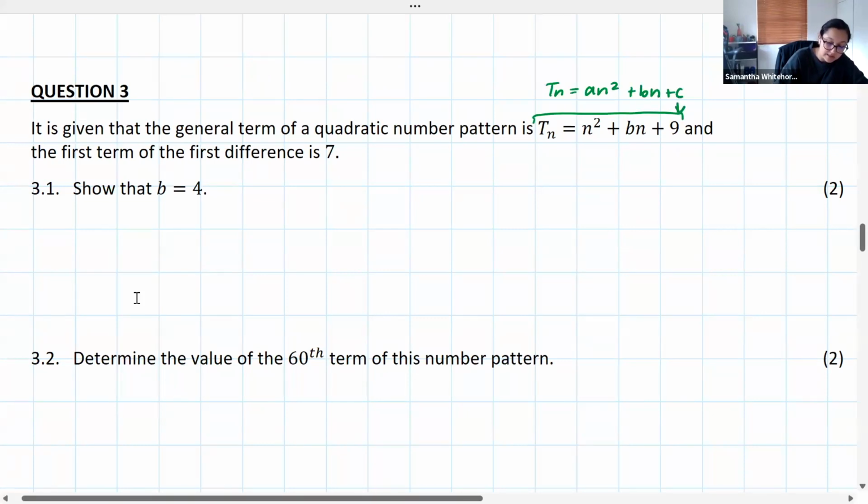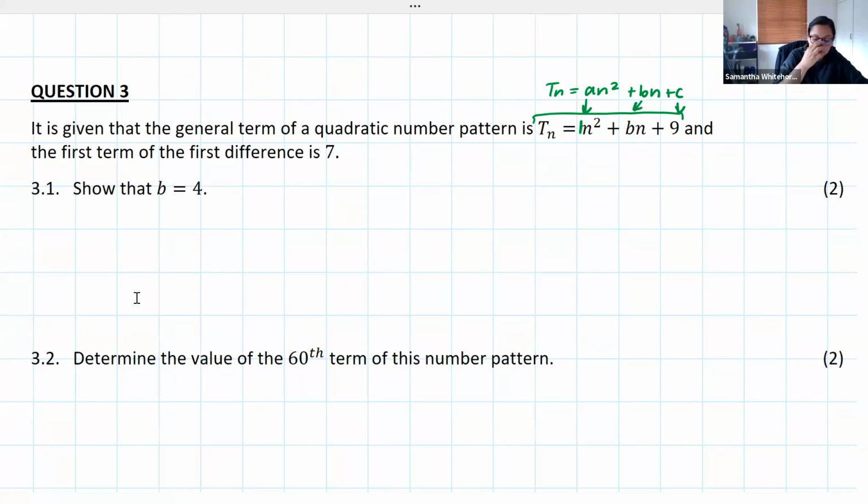So C in this case is 9, and our coefficient of n squared is 1, so A is 1. The only thing I obviously don't have is B, and if you look at the first question, it says show that B is equal to 4. We'll get there in a second. I know what A is, I know what C is, I don't know what B is. That's fine, we'll get there.